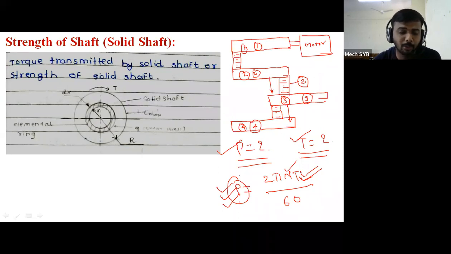Similarly, in this particular rotating shaft application, if the shaft is transmitting the power from one element to another element, if it is transmitting the torque from one element to another element, and we are calculating that parameter, it means we are checking the strength of the shaft.